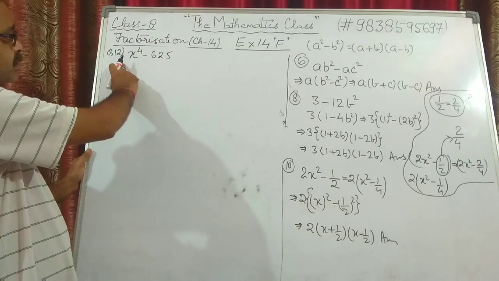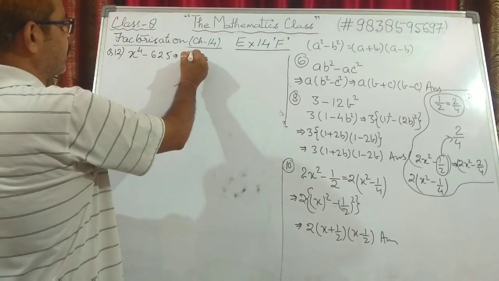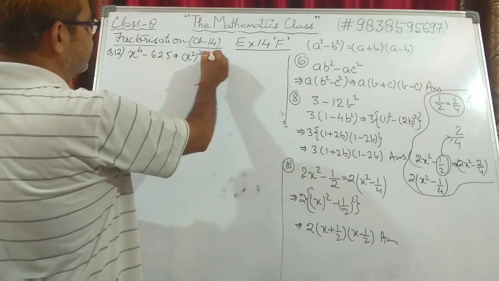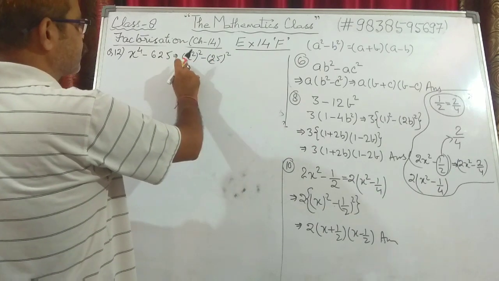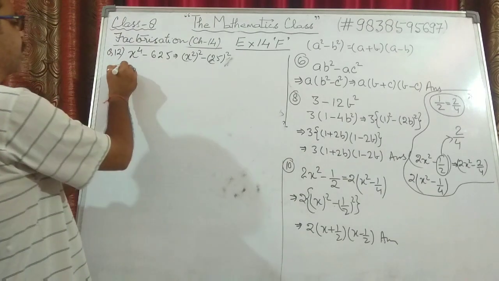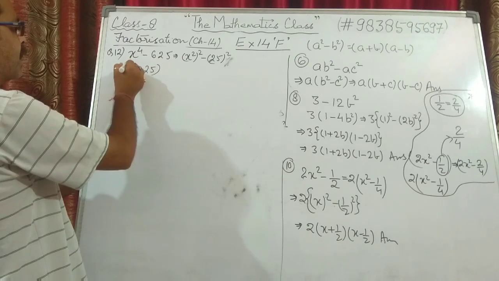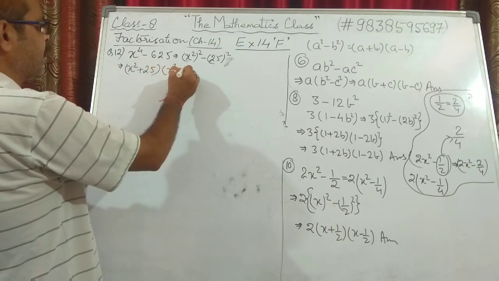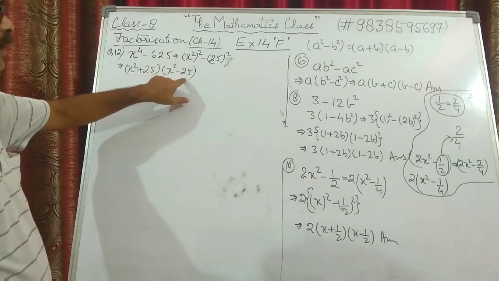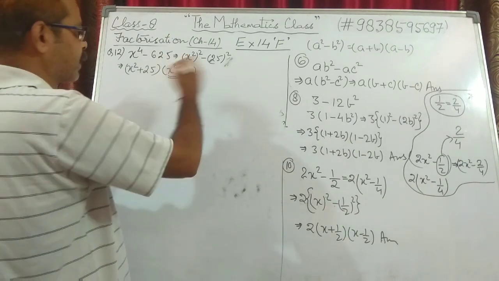Question number 12 is in the form of x to the power 4 minus 625. Now we know that x to the power 4 can be written as x square whole square, and 625 can be written as 25 whole square. So now it is in the form of a square minus b square, which can be written as a plus b and a minus b. But you can see that x square is again the square of x and 25 is again the square of 5. So this particular term can again be factorized.